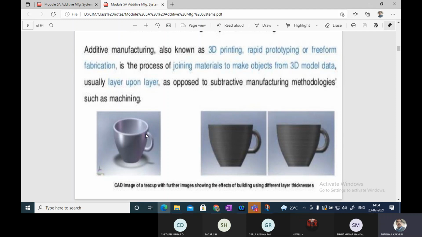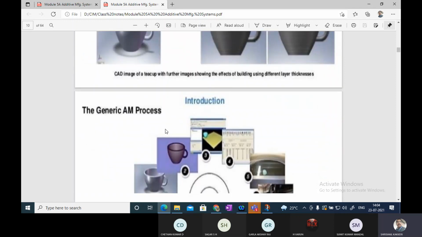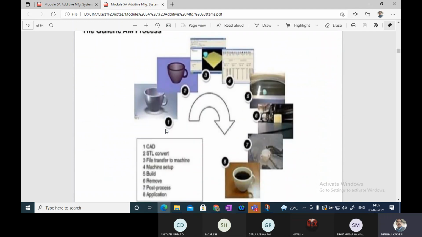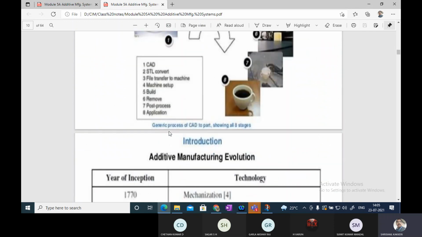Yesterday I was at BIT college for a project competition. One of the students made a foldable 3D printing machine, a portable 3D printing machine. You can keep it in your suitcase and take it, and wherever you want, you can open it and start to work on it. Like that, some people have also done it. 3D printing machines are available, and the generic process I have shown here.